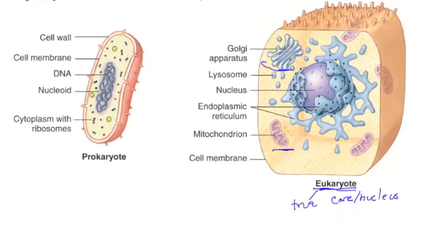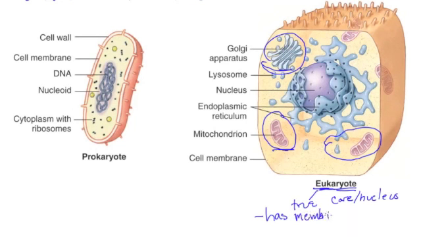If you look at the picture here, you also see that inside this cell we have a lot of organelles, and each one of these organelles is surrounded by its own internal membrane. So the second major characteristic of the eukaryote that you need to know is that it has membrane-bound organelles, which simply means that each organelle is surrounded by its own membrane.